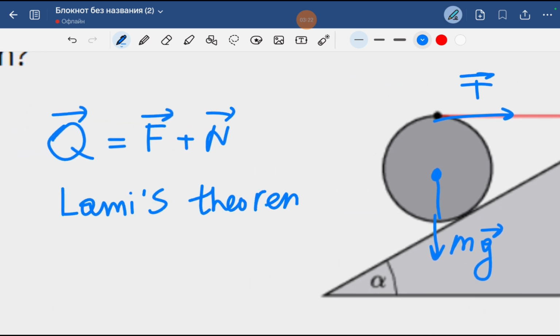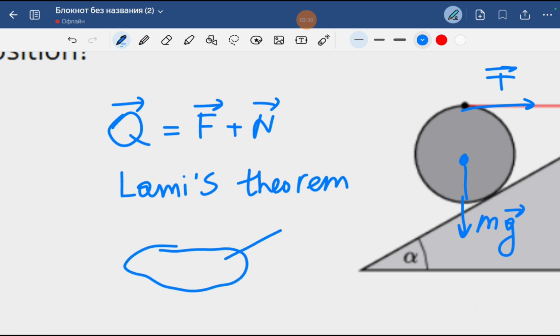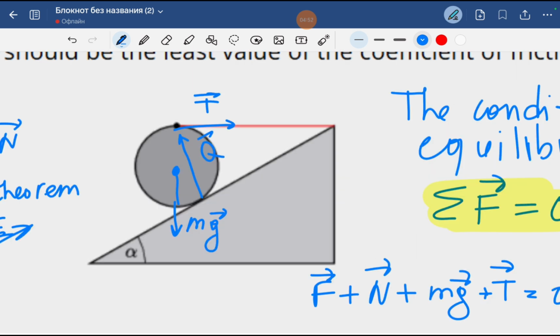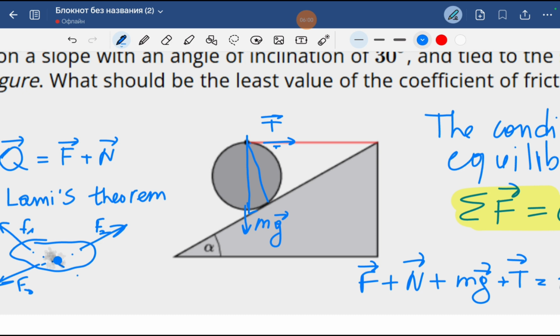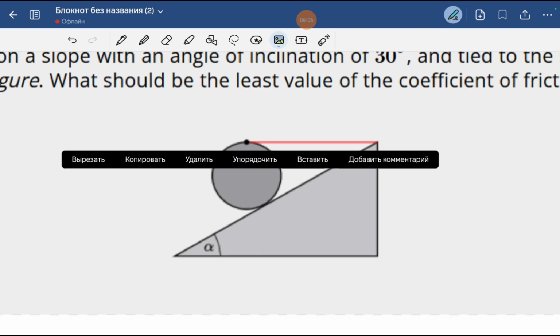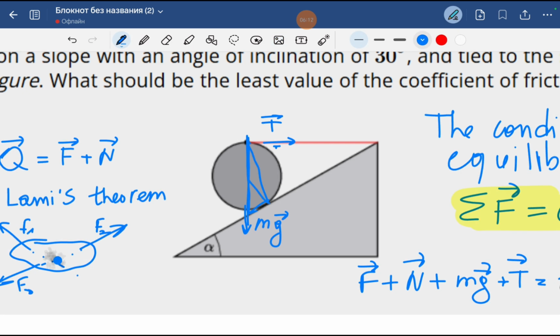The theorem states that if three non-parallel forces act on a body, their lines of action must intersect in a single point. According to the theorem, our forces must intersect at one point, and this point will be the vertex on the cylinder where the string is attached. Now, let's determine the angle between the reaction force and the vertical. To do this, we'll start by analyzing the angles.